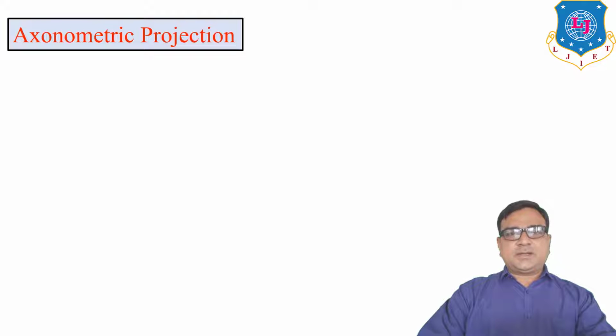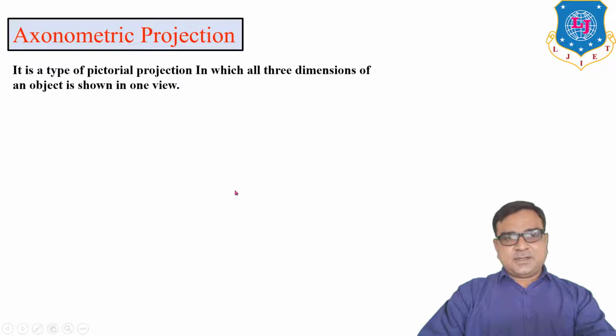What is isometric drawing or isometric view? These two are actually 3D drawings in which the drawing represents three dimensions: length, width, and height. First of all, we see different types of 3D drawings. Here, the axonometric projections. It is a type of pictorial projection in which all three dimensions of an object are shown in one view.